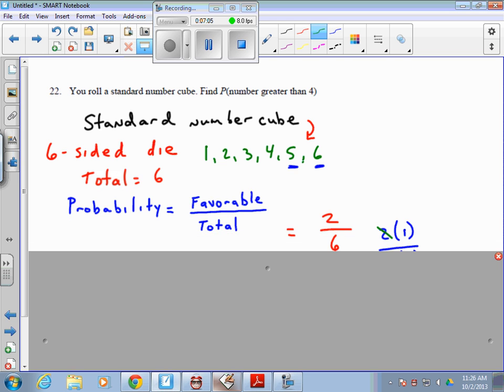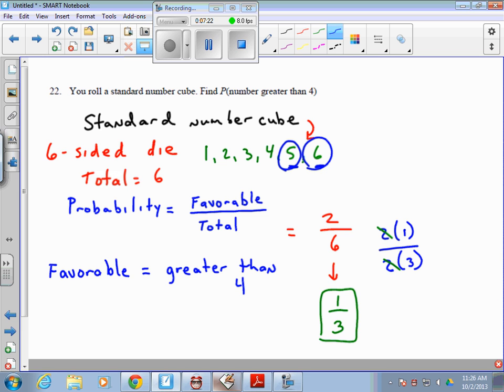It says find a probability. Probability is favorable over total. There are 2 options that are greater than 4. The only ones are 5 and 6. So that's 2 out of the total 6, which is 2 out of 6. The number 2 goes into both. It goes into itself once and into 6 3 times. So 1/3 of a chance, or 1 out of 3.